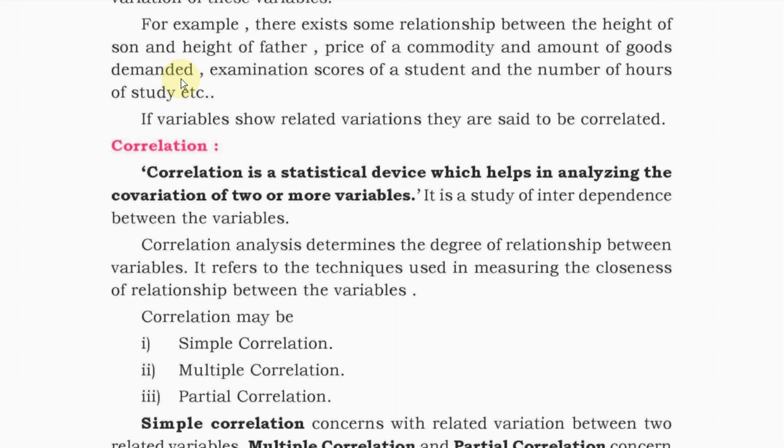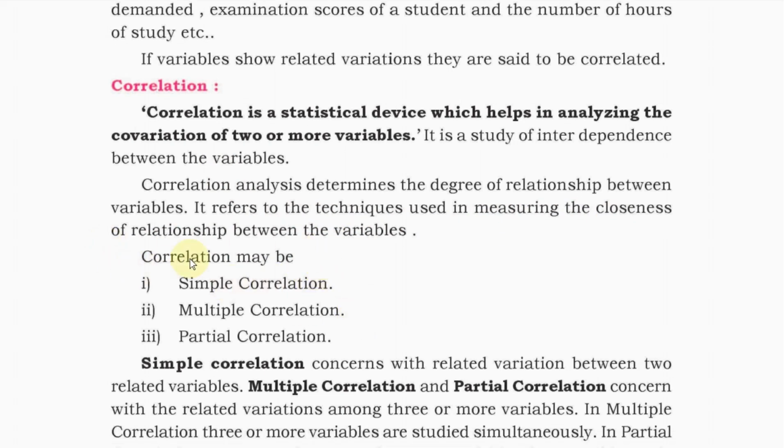So here the correlation, the covariation between two variables, is very strong. So the degree is very high. We analyze such degree between two variables using correlation. It refers to techniques used in measuring the closeness of relationship between the variables. Again, it implies the same.